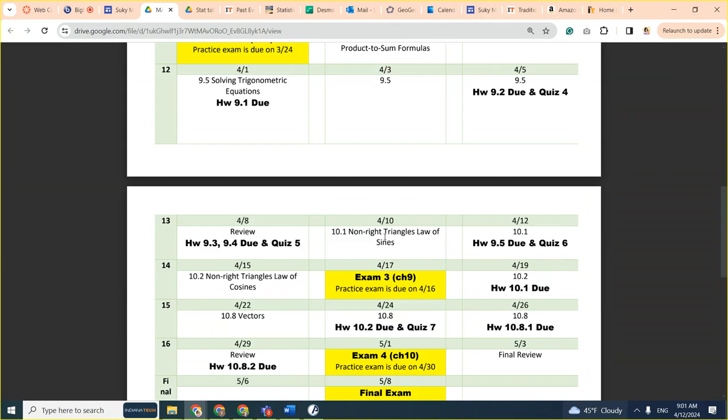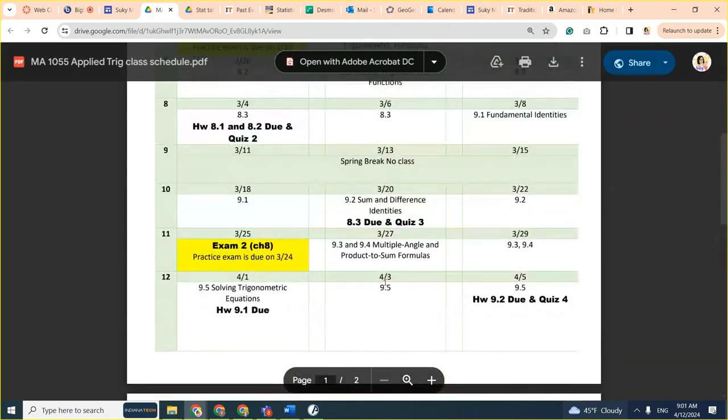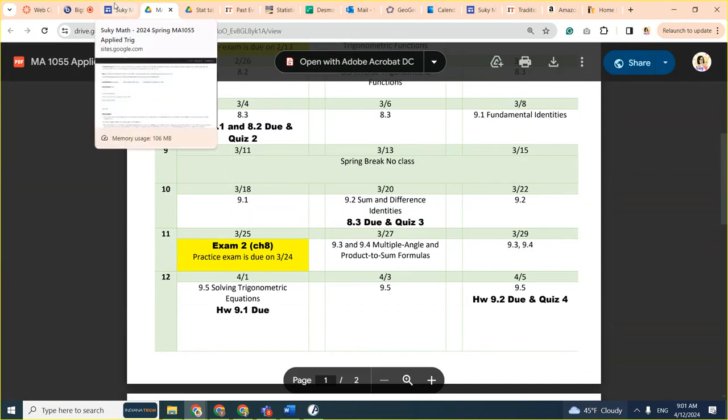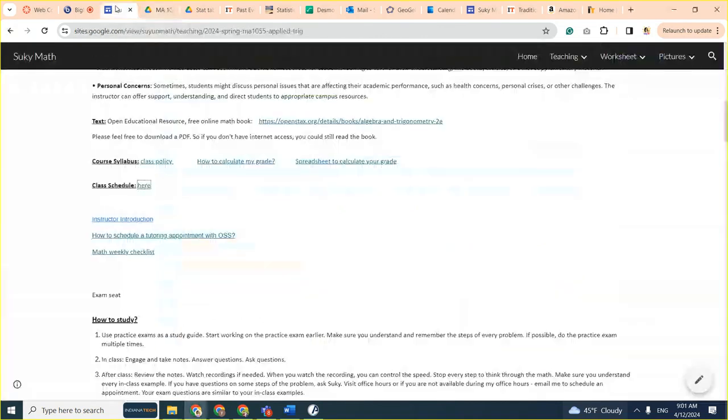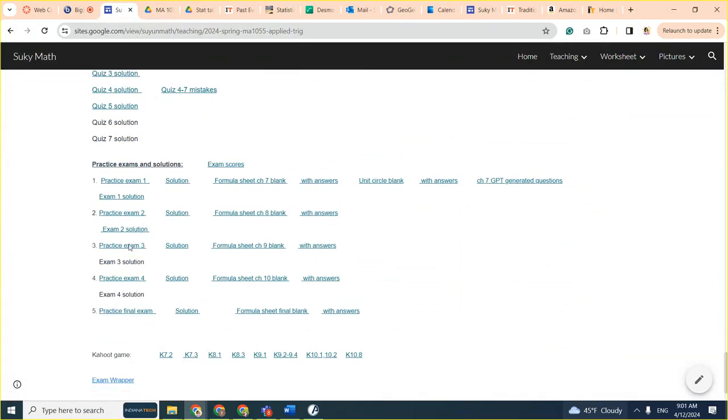It covers chapter 9. Chapter 9 starts with 9.1, fundamental identities. Like the practice exam, you have 2 types of problems. Maybe we can take a look at the practice exam and see what types of problems are on it.